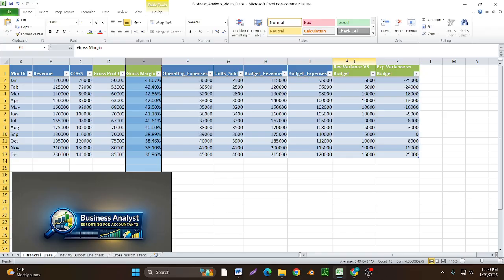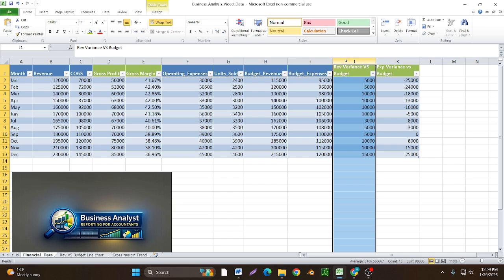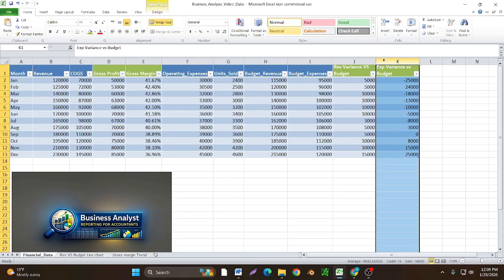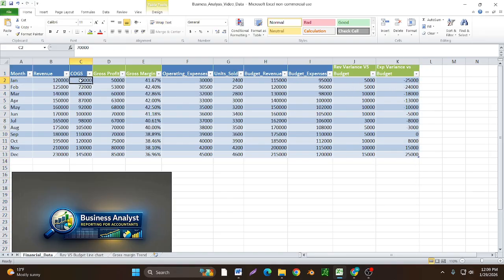Then we have revenue variance versus budget. And that's the actual revenue minus the budget revenue. And this shows sales performance signal. And then over here we got expenses variance versus the budget. Actual minus the budget. So we got actual, which is over here, minus the budget. And this signals cost control signals.